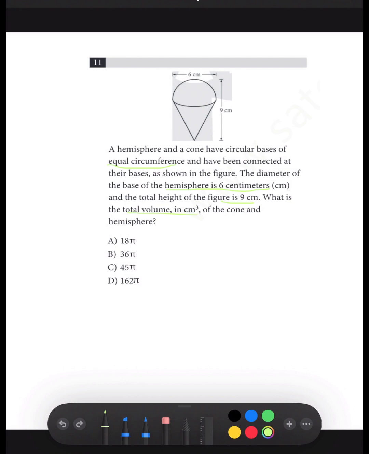So we can break this up. First we're going to find the volume of the hemisphere. If the diameter is 6 centimeters, then the radius is half of that, so we get our radius as 3. So the radius is 3.